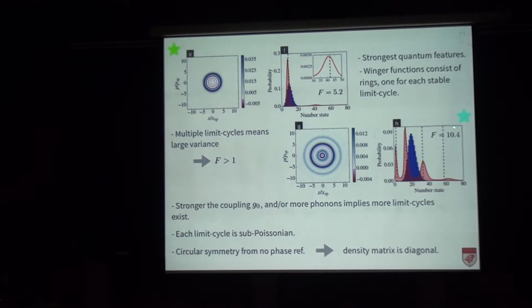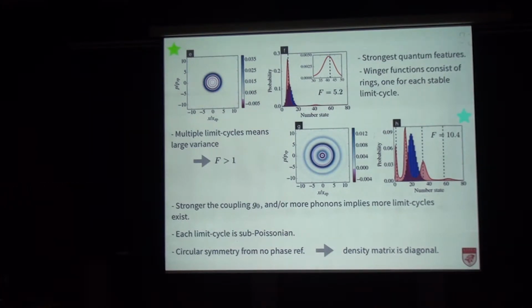I can go to the other state, which is this blue star. I can look at the exact same thing. Here is the Wigner function. Again, it's circular. You see you have regions of negativity, and then you have a bunch of rings. In this particular case, at this larger coupling, my mechanical oscillator is not vibrating at 2 different amplitudes. It's vibrating at 4. So I have 1, 2, 3, and 4. And again, these dashed lines are what you would get from the semi-classical analysis. So again, this is a quantum state, but its Fano factor is going to be larger than 1 because if I look at this variance, it's going to be huge, and it's around 10.